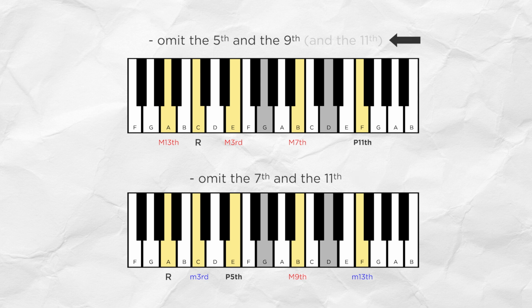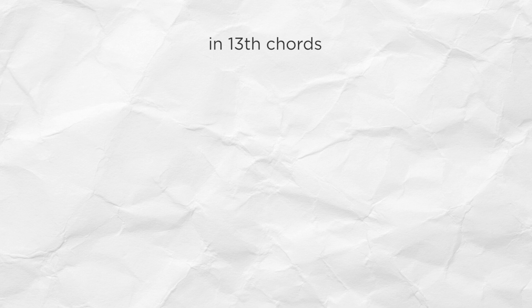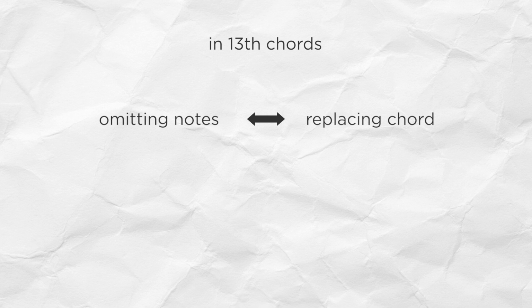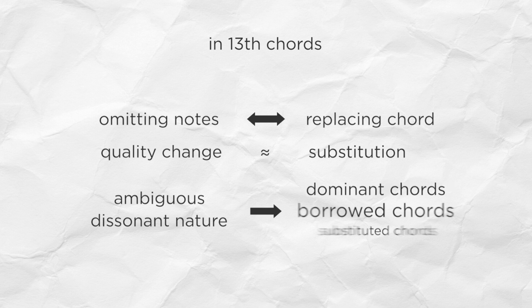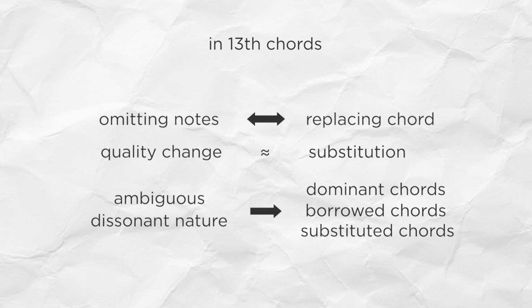So what I'm trying to show with this is that with 13th chords, the difference between omitting notes of a chord to give it a certain color and replacing the chord entirely is kind of blurred. To a certain extent, changing the quality of a chord and substituting a chord for another is kind of the same thing. This ambiguity, combined with the rather dissonant nature of 13th chords, makes them work particularly well on dominant chords, but also on borrowed and substituted chords. And that will be one of the subjects of the next video.